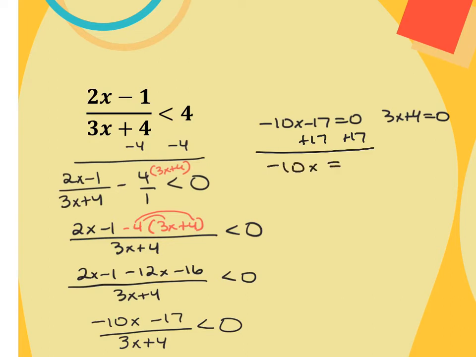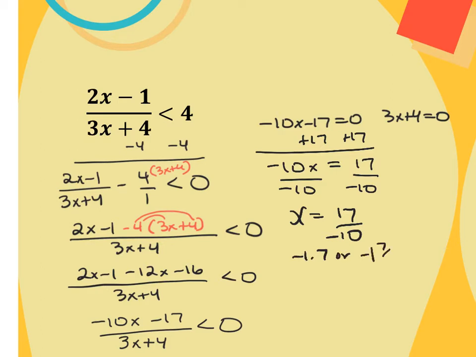-10x equals 17. Divide by -10. X is equal to 17 over -10. Now, for our purposes, we can leave it like that. But remember, when you're doing WebAssign, they're going to have a bunch of numbers, so you're going to need to know where to put this. So this is actually, if I make it a decimal, -1.7. Or if you make it a mixed number, -1 7/10.